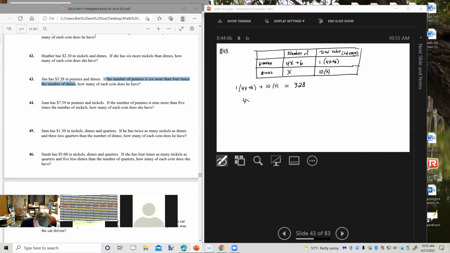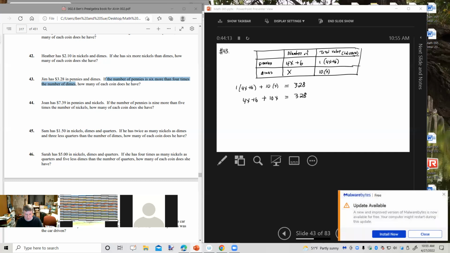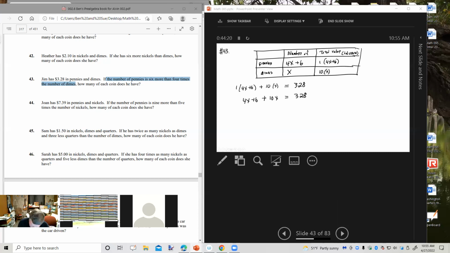So we get 4x plus 6 plus 10x equals 328. Combine like terms. We get 14x plus 6 equals 328. Subtract 6 from both sides of the equation. 14x equals 322. Divide both sides by 14.